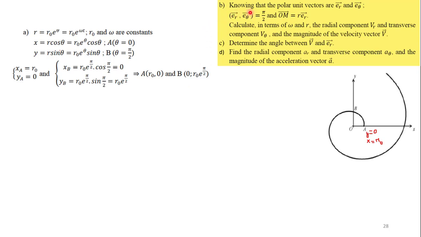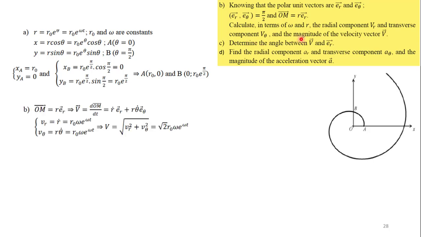Now question B. Knowing that the polar unit vectors are er and e theta, where the angle between er and e theta is pi over 2, and OM is equal to r er, calculate in terms of omega and r the radial component Vr, the transverse or orthoradial component V theta, and the magnitude of the velocity vector.